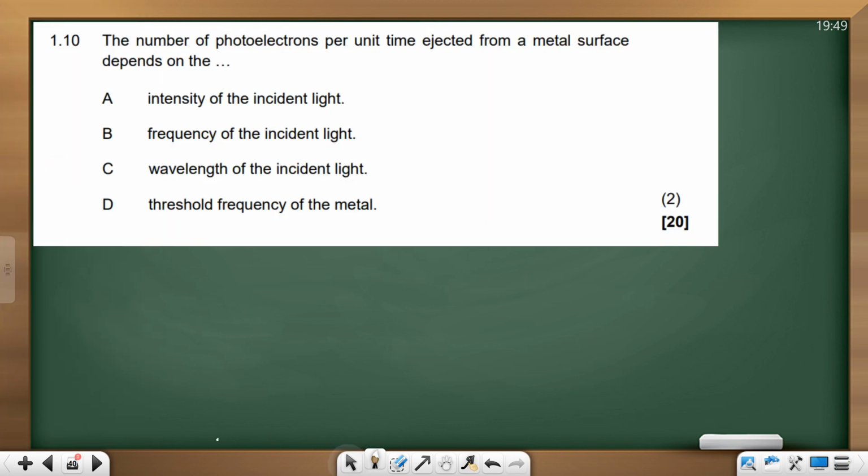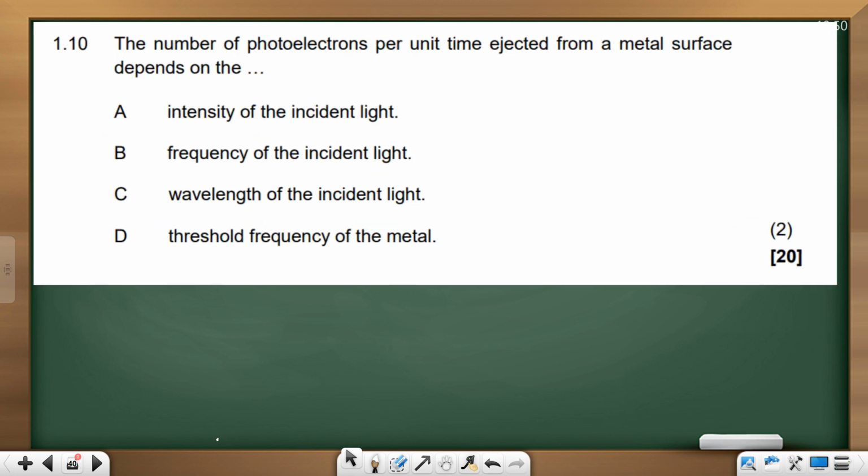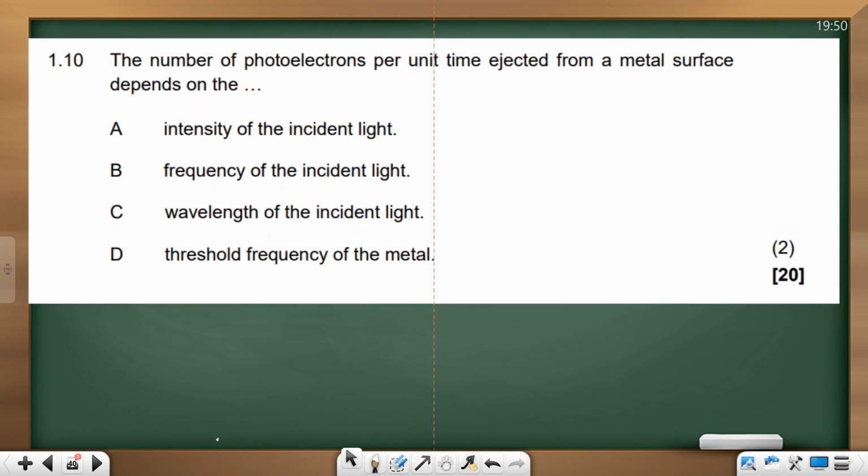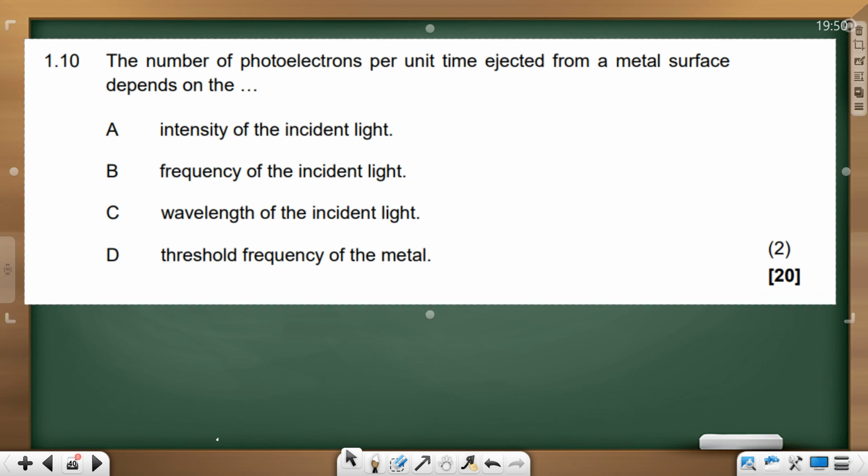2 multiple choice. The number of photons per unit time ejected from a metal surface depends on the, you answer it. Answer quickly. The number, don't forget, number. We're talking about number. What's your answer? I'm waiting for those online as well. Please give me answer quickly. I want your answers.